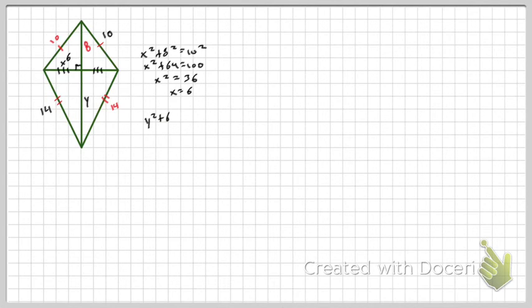Once I know that length, I can now solve for y using the Pythagorean theorem one more time. Y squared plus 6 squared equals 14 squared. Y squared plus 36 equals 196. 196 minus 36 is 160. Taking the square root of 160 is 12.6. So y would equal 12.6. Notice I can find a lot of information if I'm just given very little, which is kind of a theme with all of the shapes that we've been working with.